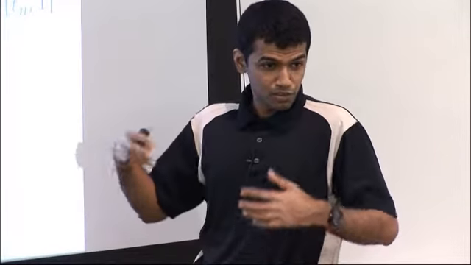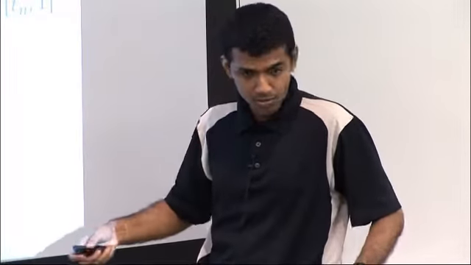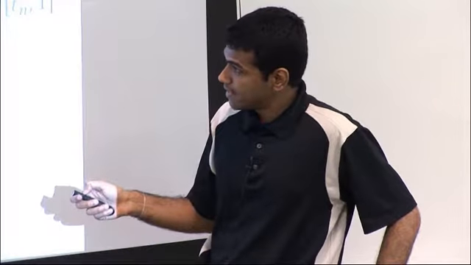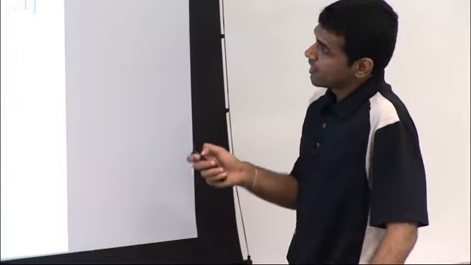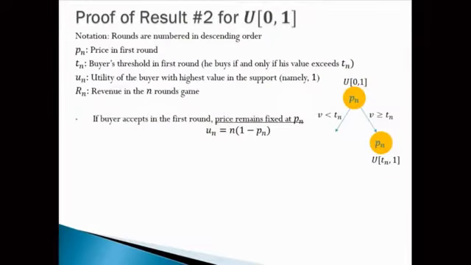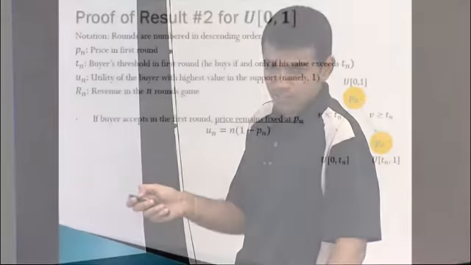The buyer with value 1, the highest value, he'll buy in all the rounds. And his utility is n times the utility in one round, which is 1 minus Pn, right? It's Un. Now if you reject, right, value less than Tn, then the distribution is uniform between 0 and Tn.